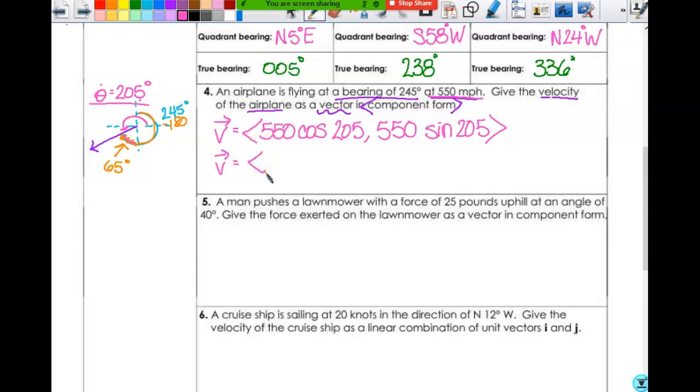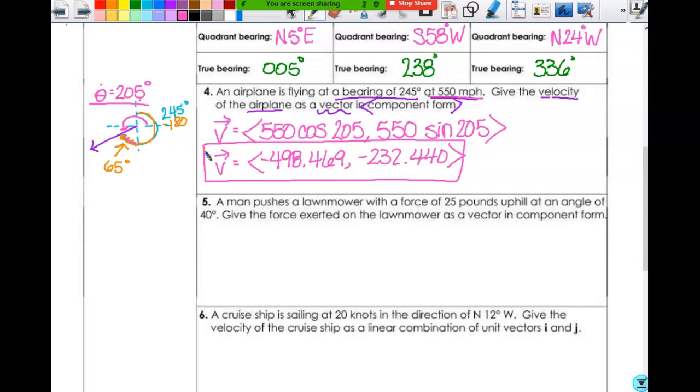We're going to type that in, and you will get negative 498.469 and negative 232.440. And that is your velocity in a component form vector, which means that vector is the same as this purple one. And what that vector means is that I would go left about 500 and down about 230, and I feel like that makes sense for my little vector that's not exactly to scale, but gives me an idea. Any questions at this point? Okay.